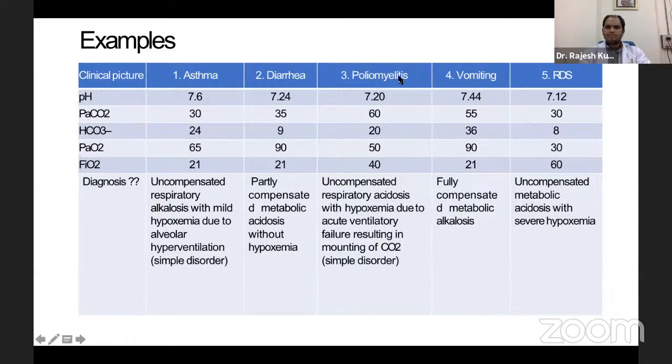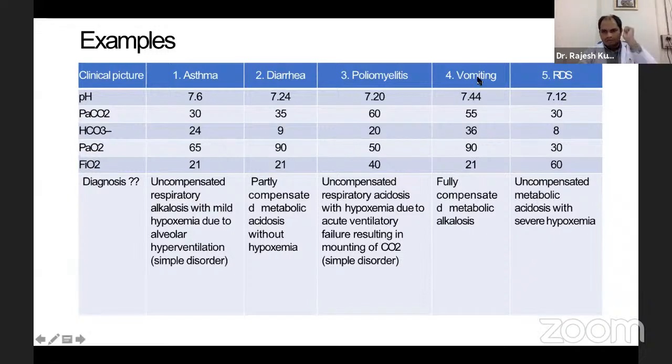In case of poliomyelitis, because of hypoventilation, what will you find? CO2 will be on the higher side, meaning respiratory acidosis. pH 7.20 means uncompensated respiratory acidosis, with a PF ratio of around 150, meaning hypoxemia. So uncompensated respiratory acidosis with hypoxemia. The cause is ventilatory failure because the patient has the disease polio, so chest tightness and all will happen. It is just because of that.